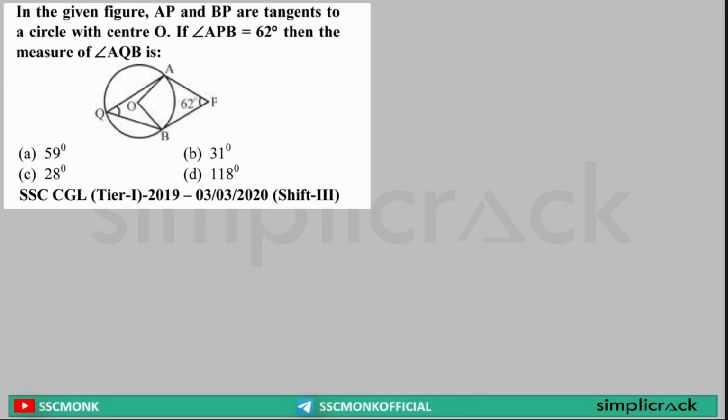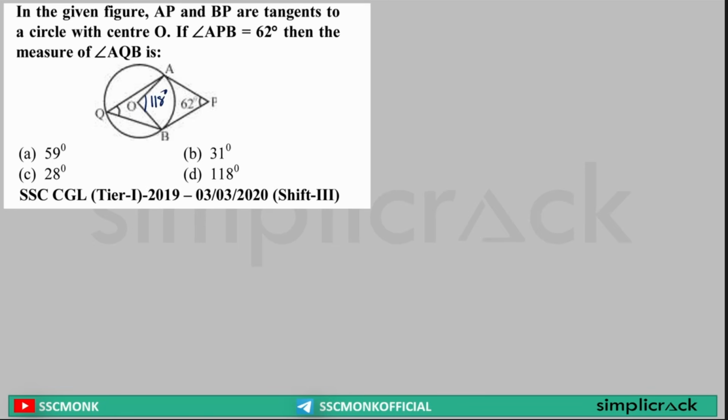Next, in the given figure, AP, BP are tangents, perfect. O circle, APB is equal to 62 degree. Then what is the value of AQB? Now see, if APB is equal to 62 degree, then this part is equal to 180 degree minus 62 degree. Now 180 degree minus 62 degree is equal to what? 118 degree.